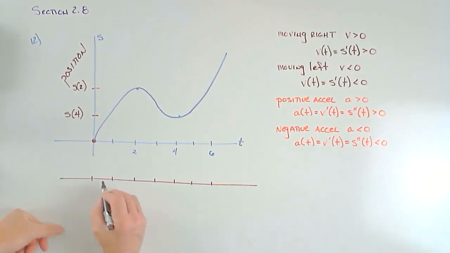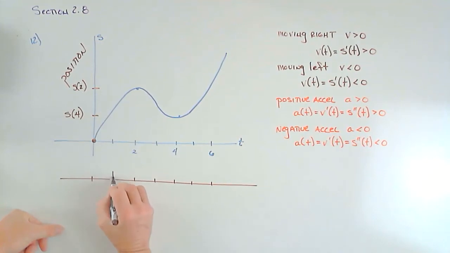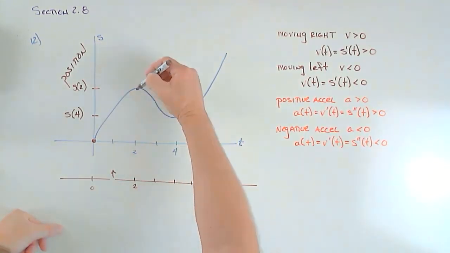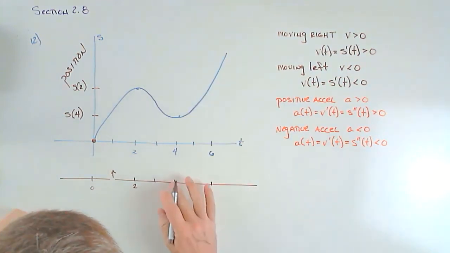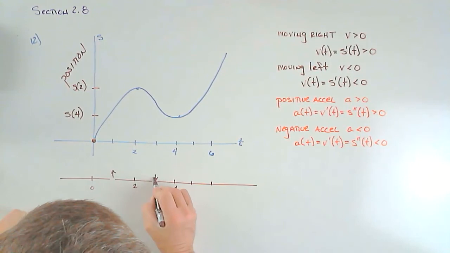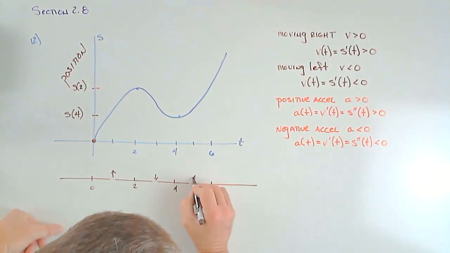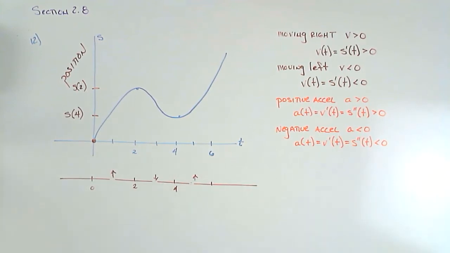Well, it's increasing between 0 and 2. From 0 to 2, it's increasing. So I'm going to put an up arrow here, and I'm going to put a 2 here, take off the 1 so I'm not confused, so I know it's between 0 and 2. When is my function decreasing? Well, it's decreasing all the way to 4. Then when is my function increasing? Well, it's increasing for every number after 4.